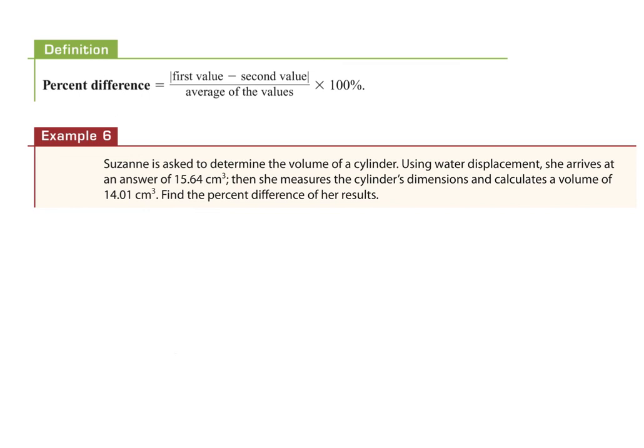Sometimes you are doing multiple tests. In this case, it says Suzanne is asked to determine the volume of a cylinder. Using water displacement, she arrives at an answer of 15.64 cubic centimeters. She measures the dimensions and calculates a volume of 14.01 cubic centimeters. Find the percent difference of her results. This is different than percent error. If they asked for percent error here, then we would assume the calculated one without the water displacement would be the known. But they just want to know how far off you are.